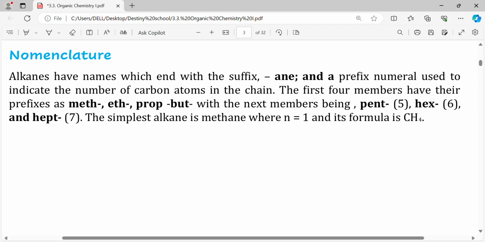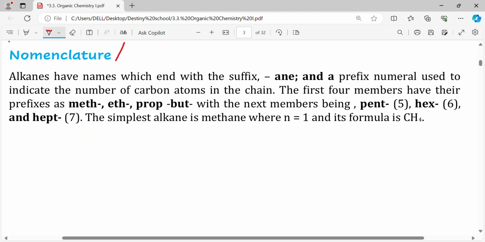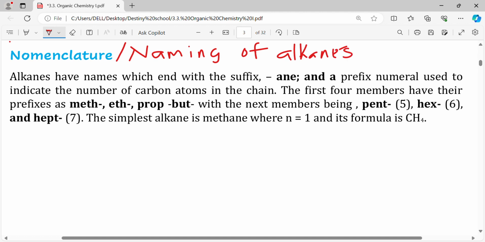Let's go to nomenclature. Nomenclature is now the naming of alkanes. Nomenclature is just naming. Nomenclature ni naming. Sawa sawa? Nomenclature is just naming. How do you name them? Naming of alkanes.